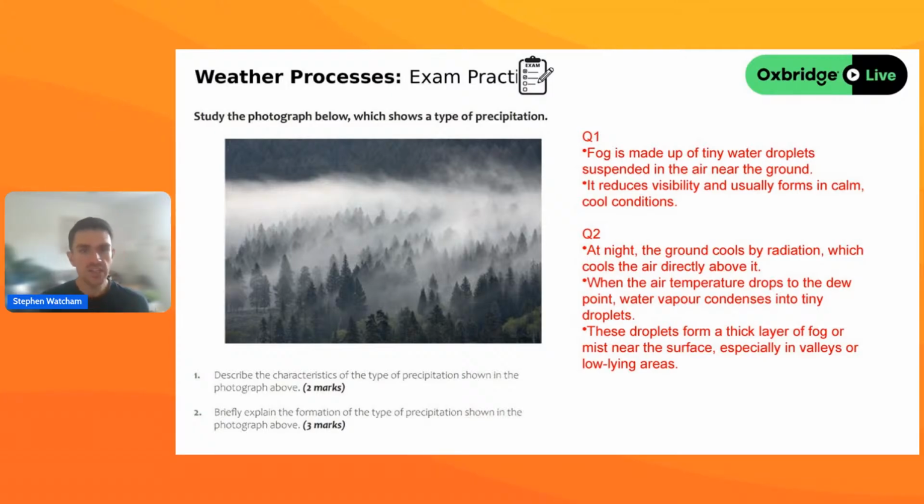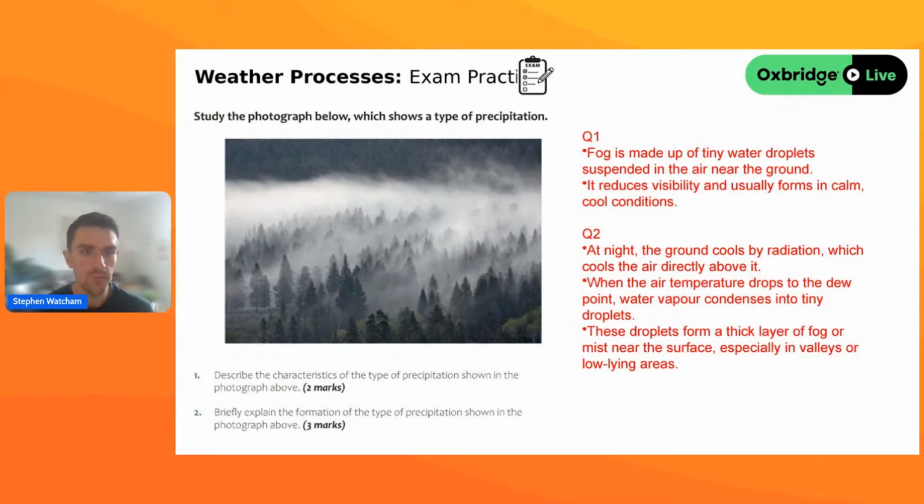Lovely. So this question looks at fog and it says describe the characteristics of the type of precipitation shown in the photograph above. So the first that we've got is fog, made of tiny water droplets suspended in the air near the ground, which reduces visibility and forms in calm, cool conditions. Characteristics, things like close to the ground, low-lying, wispy, grey, anything like that is characteristic. So that's good to explain.